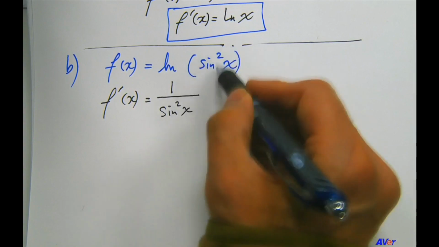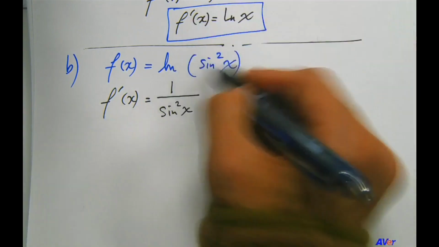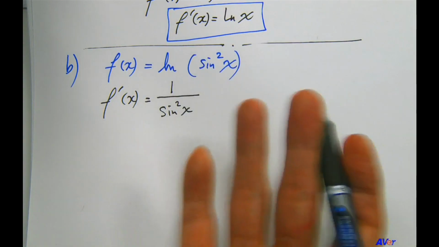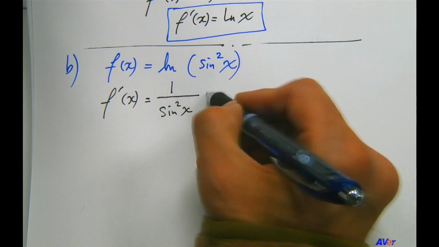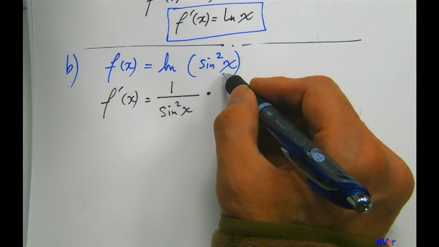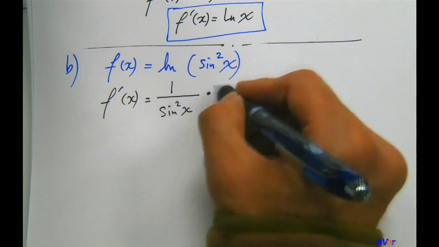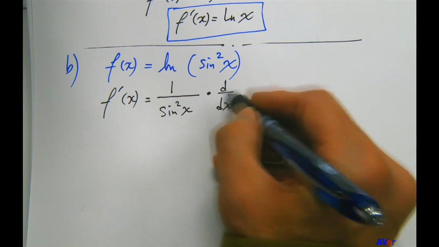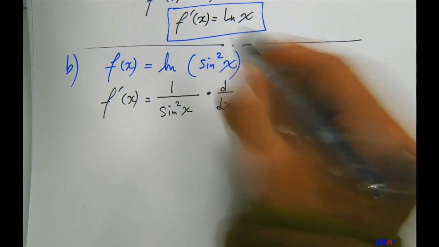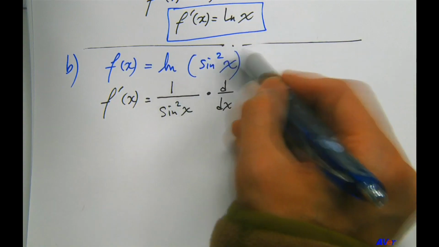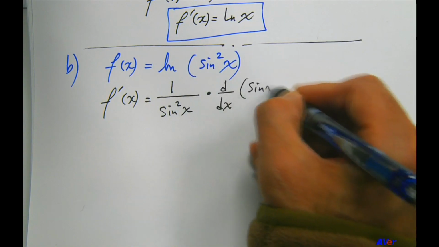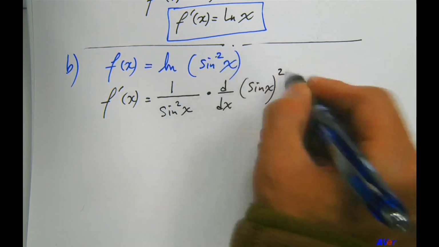But the argument of this natural log function itself is a function, right? Sine squared of x, or sine of x, is a function itself. So we have to apply the chain rule. So we take the derivative of this function. But let's also rewrite it. I want to rewrite this with the power on the outside because it's very helpful to have the powers on the outside when we take the derivatives. So d dx of sine of x, with the 2 power on the outside, squared.